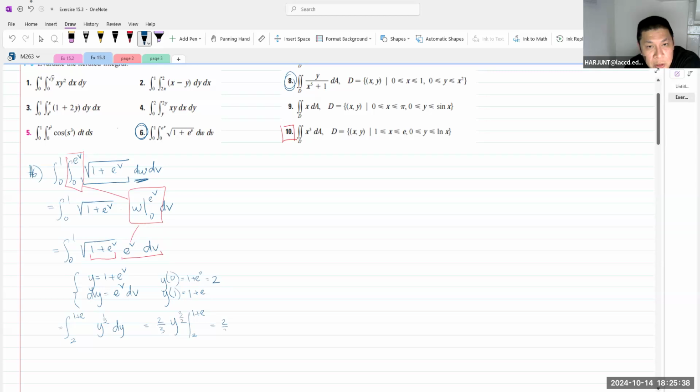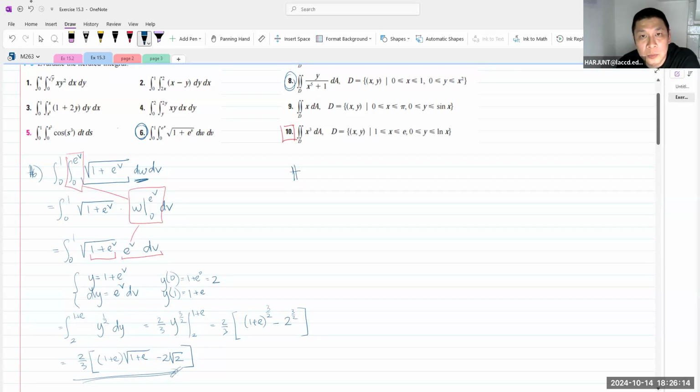This is 2/3 times (1 plus e) to the power of 3/2 minus 2 to the power of 3/2. I do expect it to simplify a little bit though. This is 2/3 times (1 plus e) square root of 1 plus e minus 2 square root of 2. Okay, that's for number 6. Oh, I was expecting that to be a lot harder.